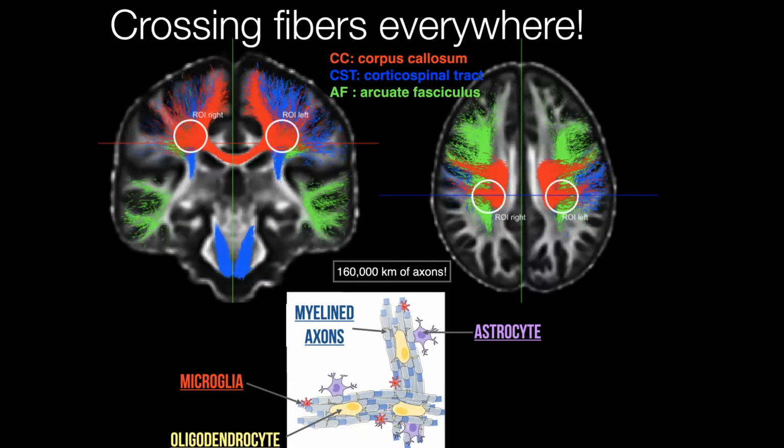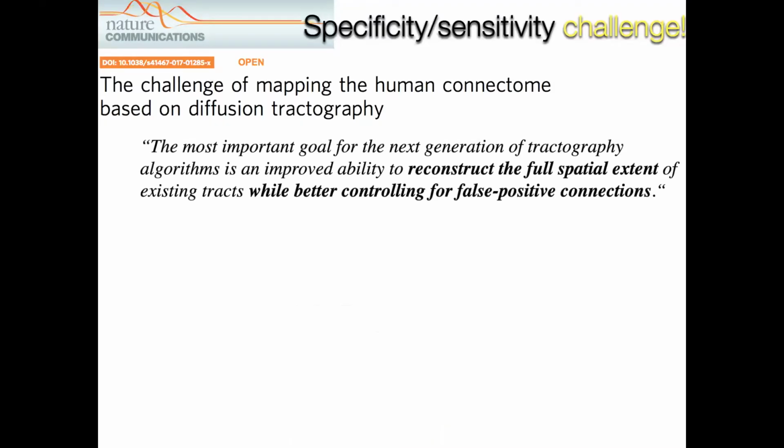reconstruct non-existing anatomy. Out of this paper, one of the key messages says we need a revolution in tractography. We need better ways to fully reconstruct the existing anatomy, so the real true positives, while controlling for all the false positives, all the mistakes and wrong turns that our tractography algorithm can make through this maze of local orientations in MRI data.